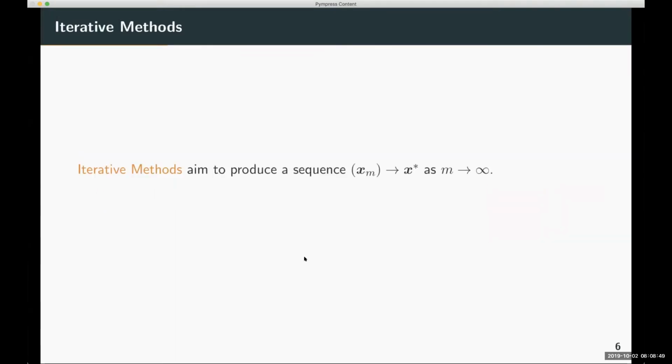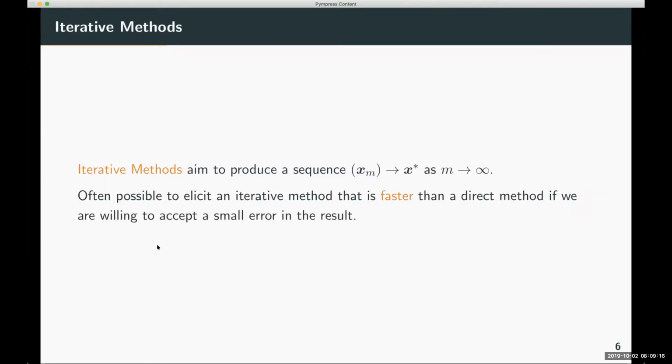So as the complement to direct methods, iterative methods, instead of producing a solution in some sense in one shot, aim to produce a sequence of iterates, these guys x_m, which converge to the true solution to the system x star as the number of iterations goes to infinity. And crucially, each of those iterates is meaningful in the sense that it achieves a small error, or a bounded error in some norm, as a function of m. So the crux here is that it's often possible to elicit an iterative method that's faster than a direct method if we're prepared to accept a small error in the result.